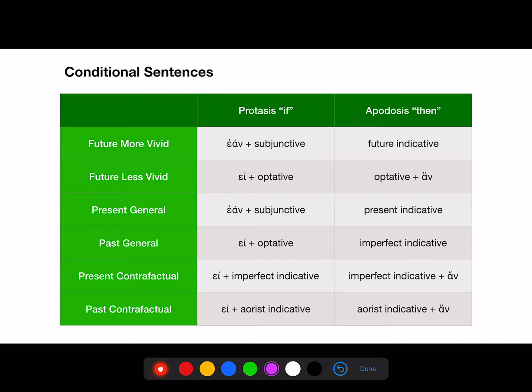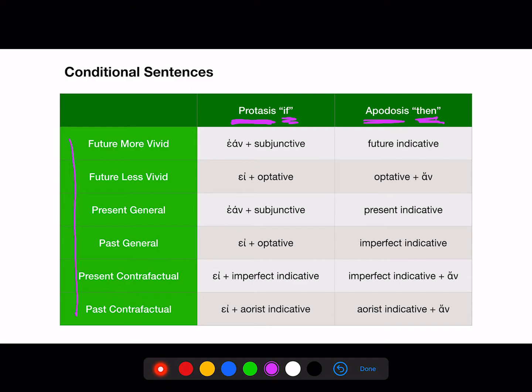So here's a chart of all the other kinds of conditional sentence. Okay, so the kinds of conditional sentences here, and then what they have in the if clause, which we call the protasis, it's the thing that's set up before, and what they have in the then clause, which we call the apodosis, because that's the thing that's given from the protasis.